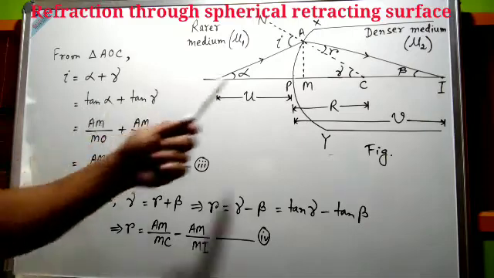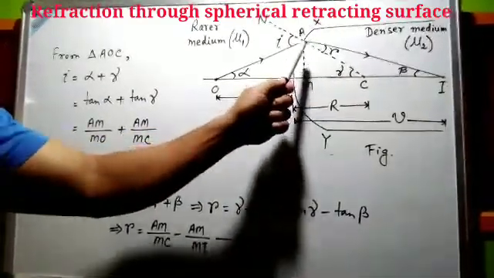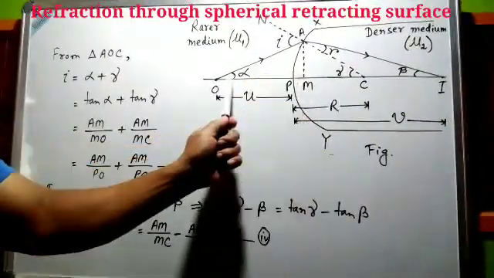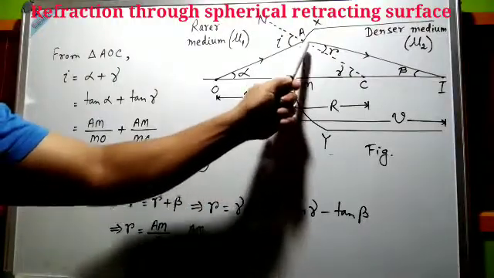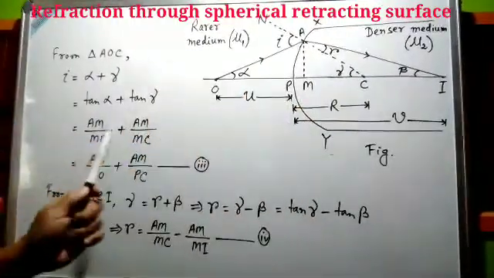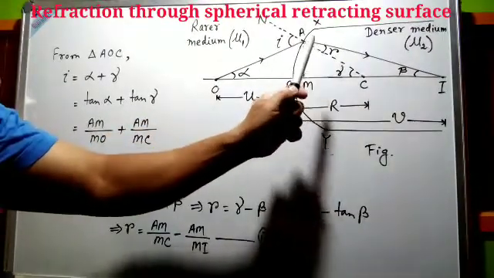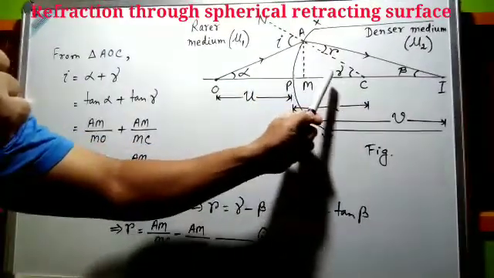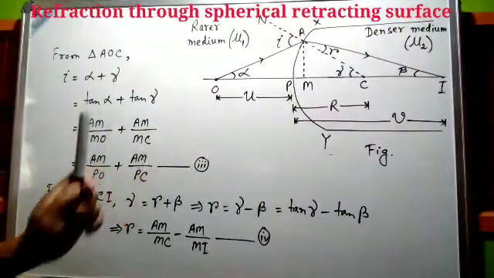Let us consider right triangle AMO. In right triangle AMO, tan alpha is perpendicular by base, that is AM by MO. Tan gamma: let us take right triangle AMC, where perpendicular by base is AM by MC, so tan gamma equals AM by MC.